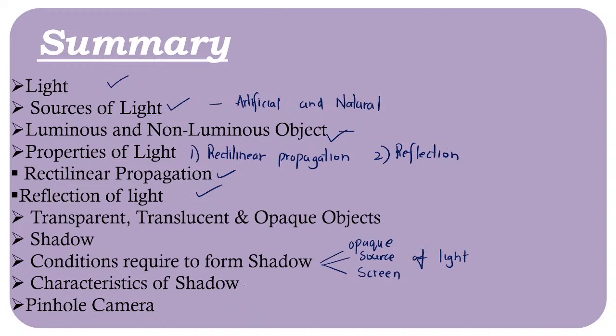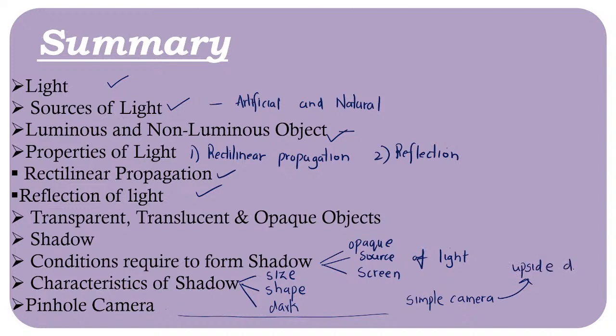Then we have seen the characteristics of the shadow. Size depends on the position of the object. Shape is the same as the shape of the object. And third characteristic, shadows are always dark or black in color. And then we have also seen the pinhole camera. What are pinhole cameras? These are simple cameras without any lens. And how is the image formed in a pinhole camera? Upside down. What is another word for upside down? It is also called an inverted image.